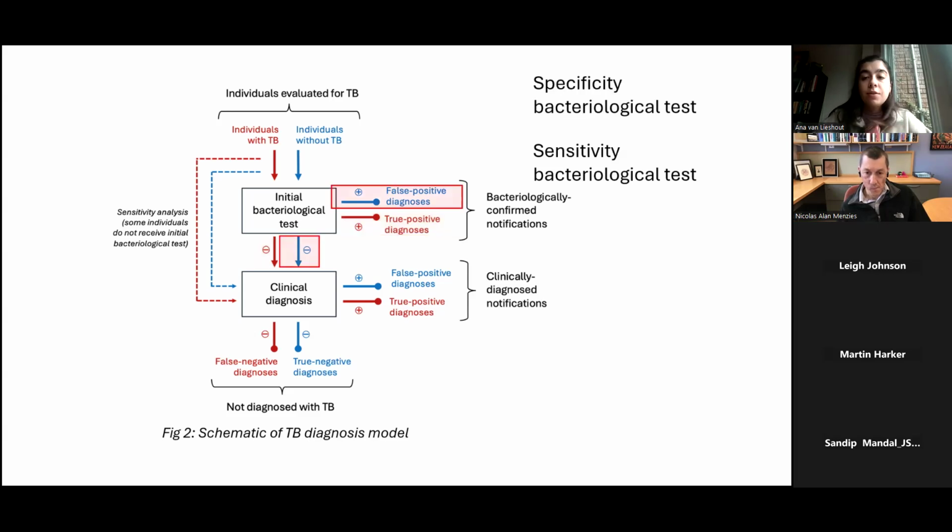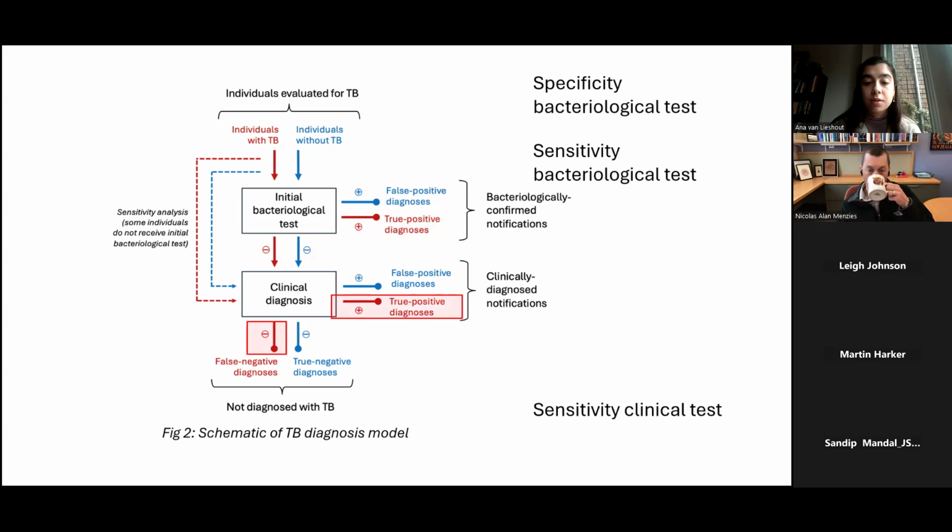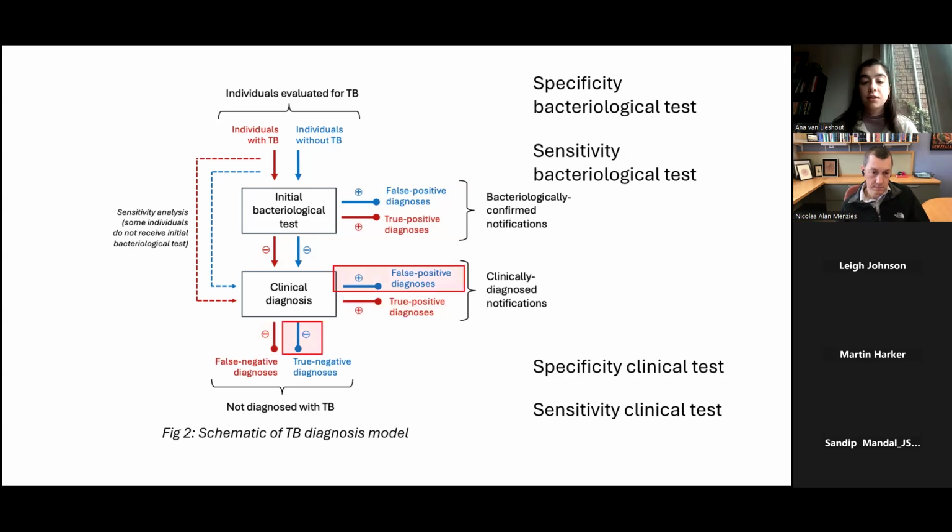Similarly, the specificity of the lab test will tell us how many people have a false positive diagnosis versus a true negative diagnosis. The exact same thing holds for clinical diagnosis. The sensitivity of clinical diagnosis determines the number of true positive diagnoses and false negative diagnoses, and the specificity of the clinical test determines how many people have a false positive diagnosis and how many have a true negative diagnosis. It's important to note that to be overall false negative, you have to have a negative diagnosis for both the lab test and the clinical diagnosis if you go through the full algorithm.